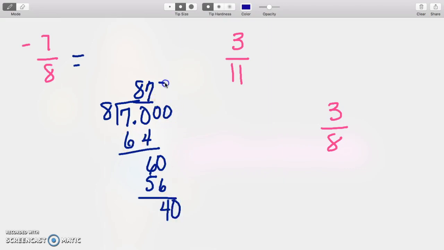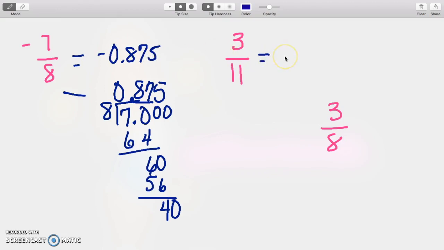8 goes into 40 5 times. So we have 875 that we have here. So I need to place my decimal, and in order to place my decimal, I'm just going to come back up here and bring it up, add my 0. So it gives me negative 0.875.